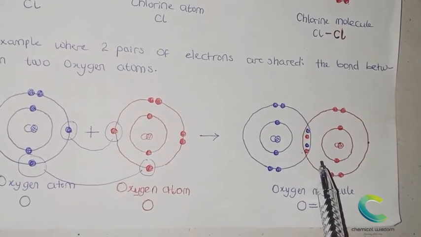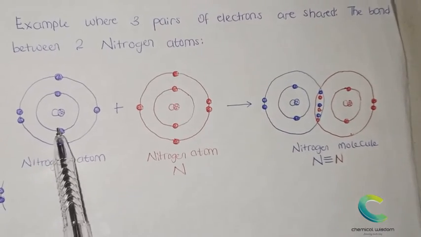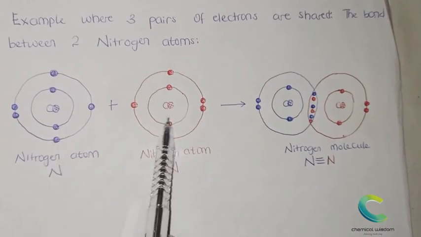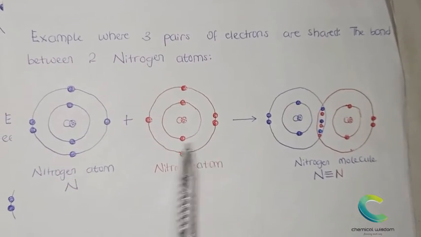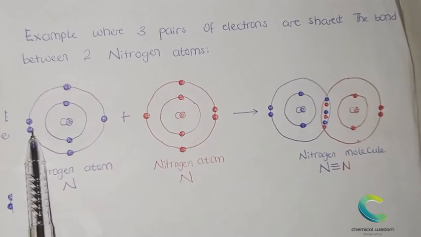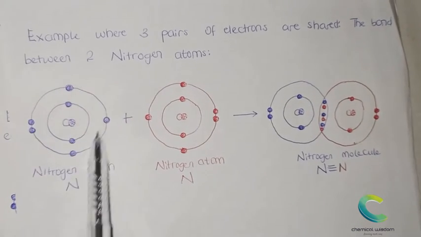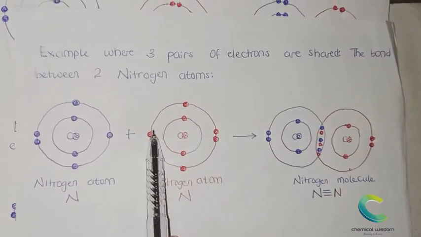For example, in the molecule of nitrogen. We look at a nitrogen molecule. It has 2 atoms of nitrogen coming together. So we have the first atom and the second atom. Nitrogen has 5 valence electrons. You can count 1, 2, 3, 4, 5. Second atom has 1, 2, 3, 4, 5.